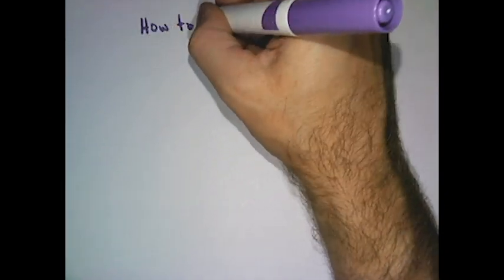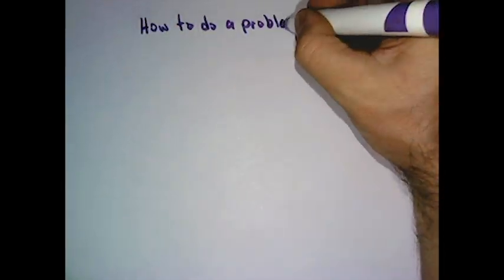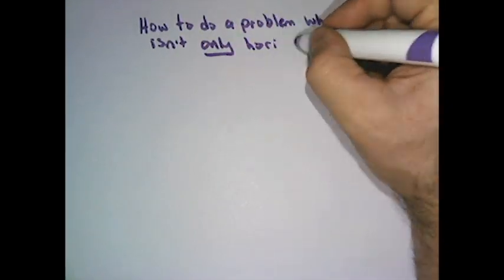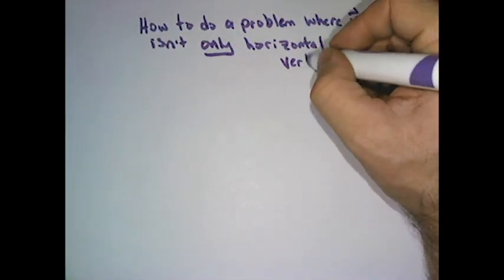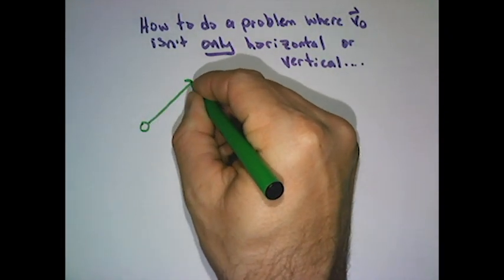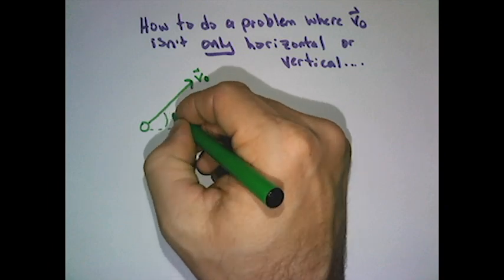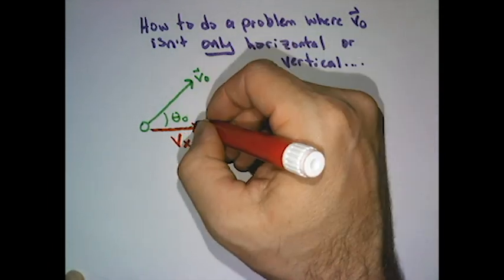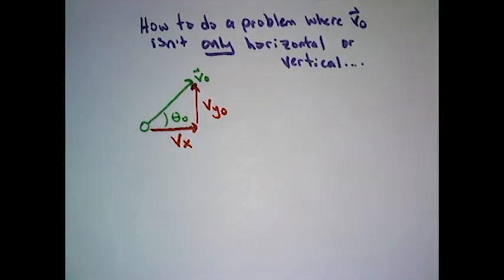So let's take a look at how we might go about solving a problem that uses vertical and horizontal parts. In other words, an angled launch problem. It looks complicated, but we can use a little bit of math, specifically trigonometry, to help us take a launch problem where v naught is at some angle theta naught and break it into its two parts, just like we will in every projectile problem, into a horizontal and a vertical part.